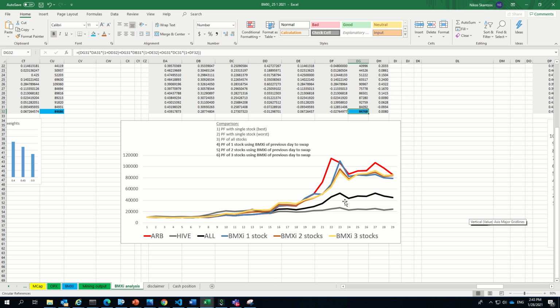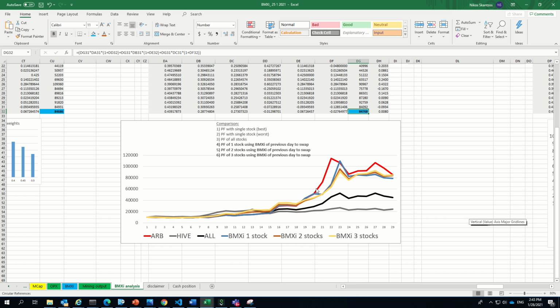So I have Argo in blue, Hive, the worst performer, in gray. This black is the all diversified scenario. And then I have these three very interesting lines. This blue one is the BMXI with one stock, the brown with two stocks, and the yellow with three stocks.